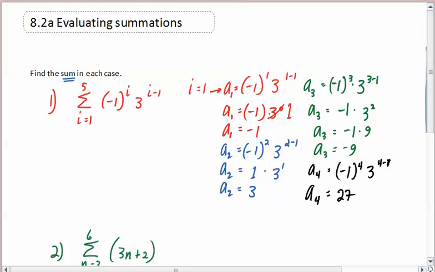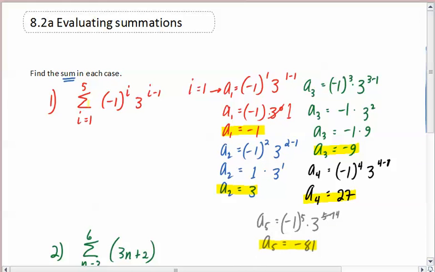Okay, so let's just highlight the values of each term. We're not quite finished. I need to go ahead and do one more. So I'm going to go ahead and take a sub 5. And that's negative 1 to the 5th times 3 to the 5 minus 1. So I have a sub 5 is, it's going to stay a negative. That's 3 to the 4th power. 3 to the 2nd power is 9, times 9 is 81. Okay, let me highlight that one.